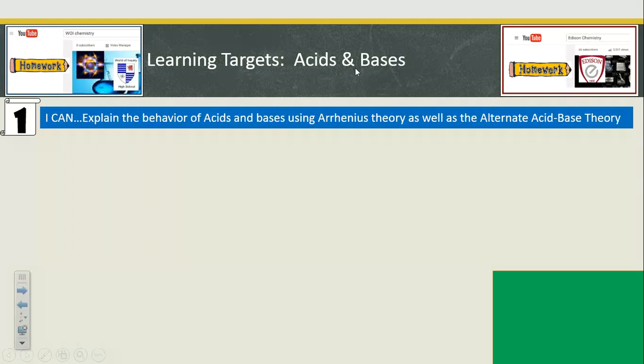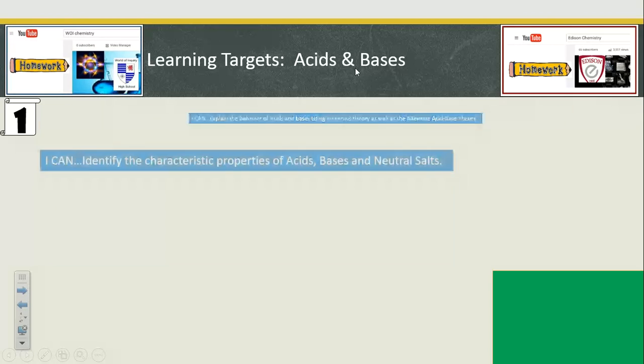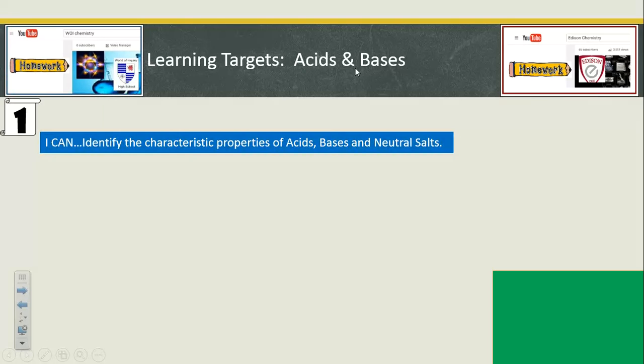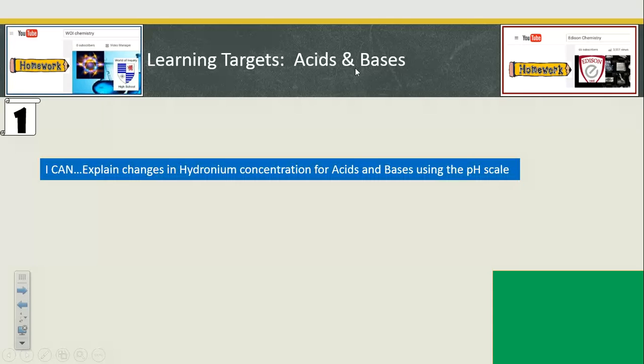You will be able to say that I can explain the behavior of acids and bases using a couple theories. That'll be in lesson number 3, the history and theories behind acids and bases. Identify characteristic properties of acids, bases, and their neutral salts. Okay, so acids behave this way, bases behave that way, salts behave a third way. Those are the characteristic properties that you'll have to know. Explain changes in concentration of this ion called hydronium, which has to do with the acid-base theory, using the pH scale. So a pH scale change of 2 units relates to hydronium concentration. How? Okay, which direction you're moving has everything to do with how much it changes by.